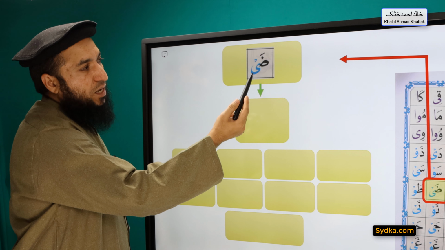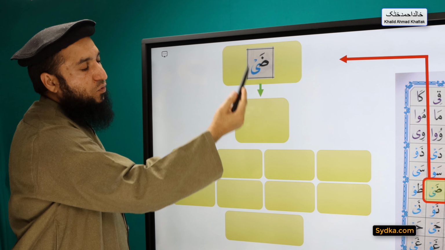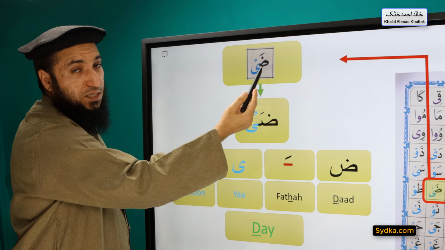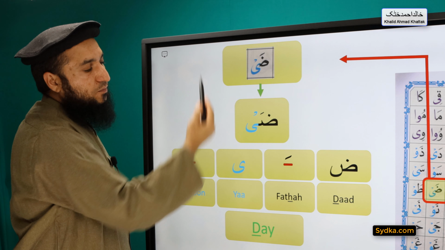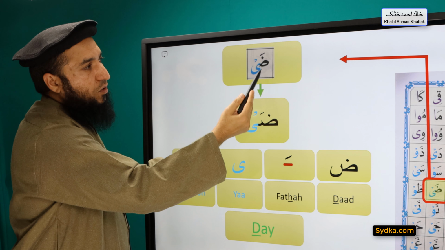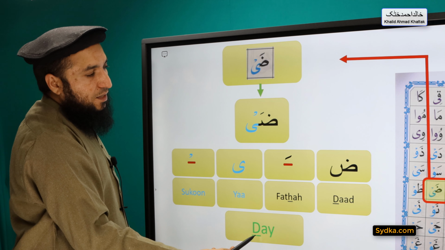The next syllable we have is Dad, Fatha, Ya, Sukoon, Doy. Dad is a heavy letter, it has Fatha on top of it, it is followed by Ya, and Ya has a Sukoon. Dad, Fatha, Ya, Sukoon, Doy.